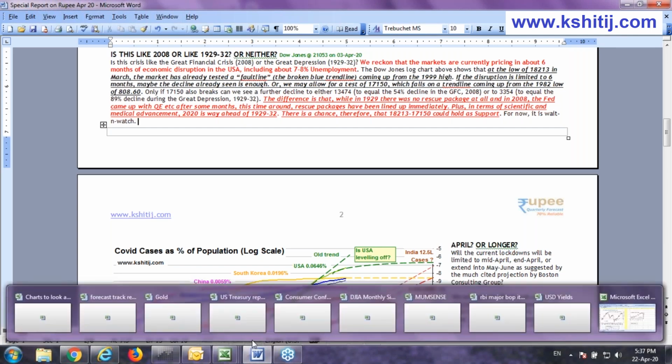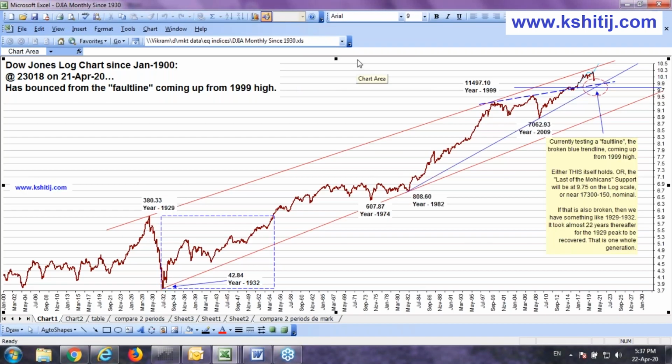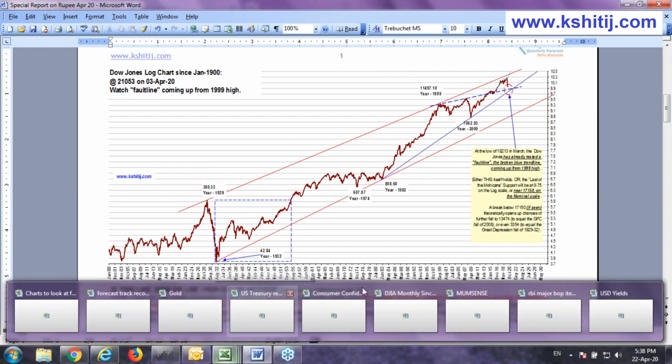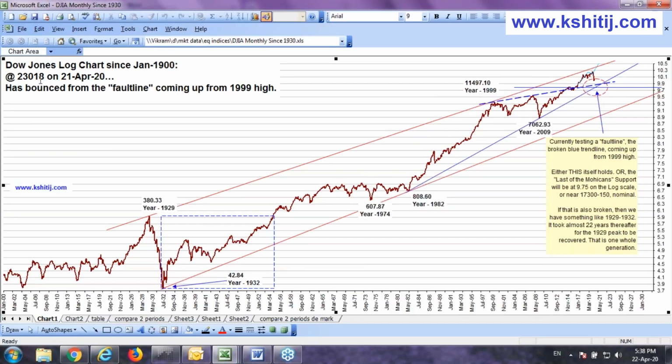Now I want to share with you what the thing looks like currently. So here is the same chart which has now bounced. When we had done this, Dow was at 21,053, and now it has bounced to 23,018. Okay, so even if there is another fall from here, in case things go further bad, and lockdowns are extended, or there's a second wave, etc., there could be chances that this fault line will hold.